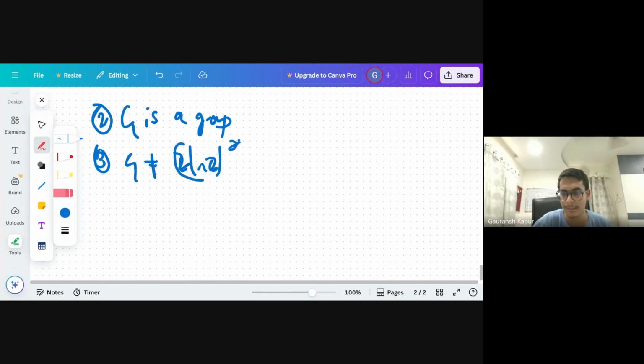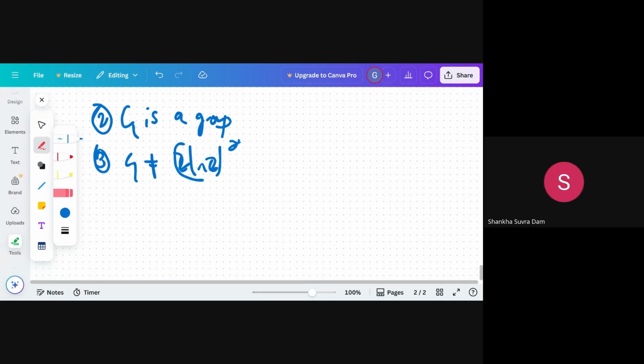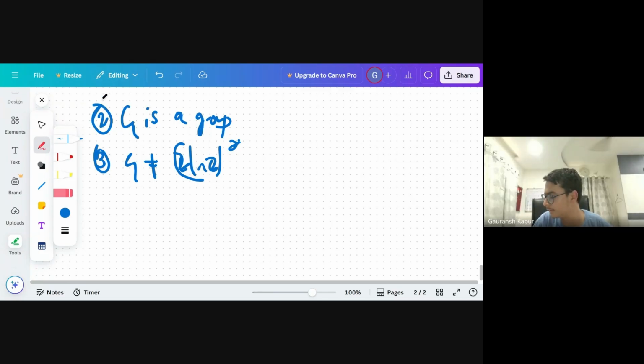So is there time? I mean, the slot over here is till 3, right? Yeah, there is time till 3, but you can extend for 5-10 minutes. No, that's fine. Okay, fine.